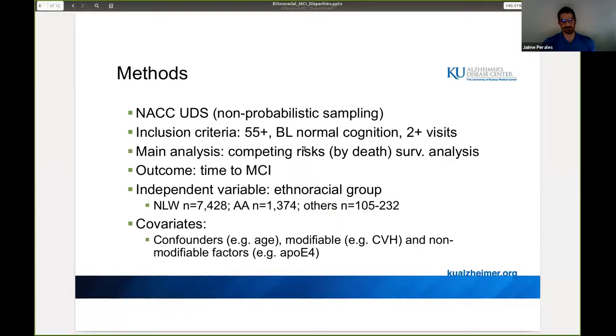The independent variable, as you can imagine, is racial group, which I'll show later on. And we built models including several covariates that were either confounders, such as age, modifiable risk factors, such as cardiovascular health, and non-modifiable risk factors, such as ApoE4 carrier status.